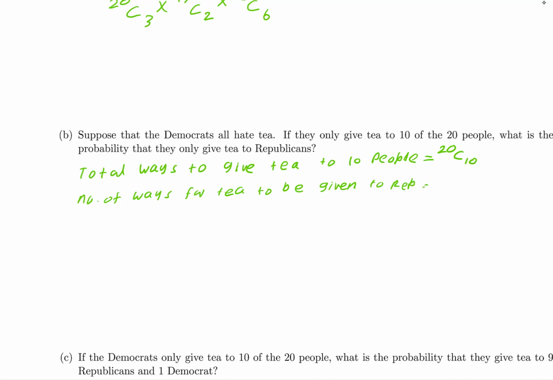Because they only give tea to Republicans, right? The probability that they only give tea to Republicans. So that is the question they're asking. What is the probability that they only give tea to Republicans? Right. Now, how many Republicans are over there?